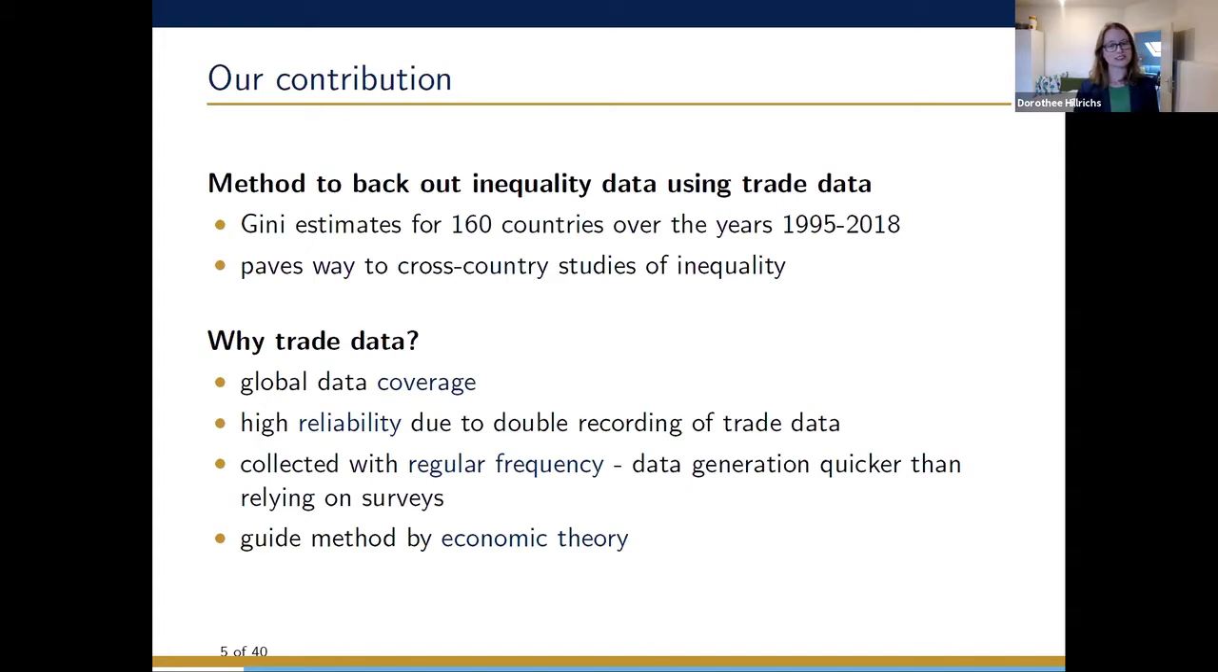On top of this, the advantage of using trade data is that we can guide our methodology with economic theory. There is a large literature on international trade and how trade flows basically are determined. And we can build on that economic theory to develop a method to recover inequality data to fill those gaps that I showed you in the map before.